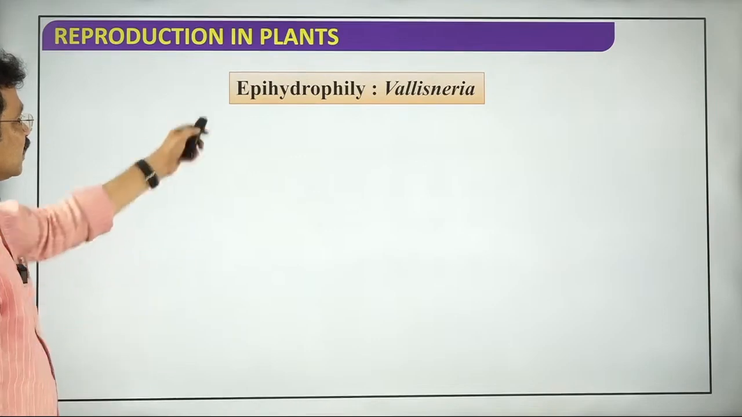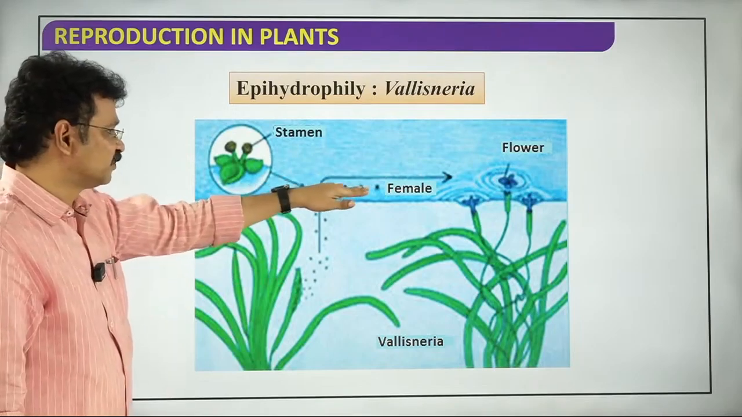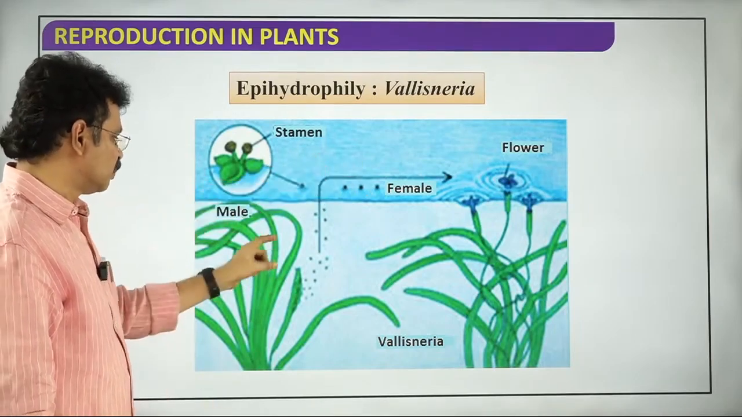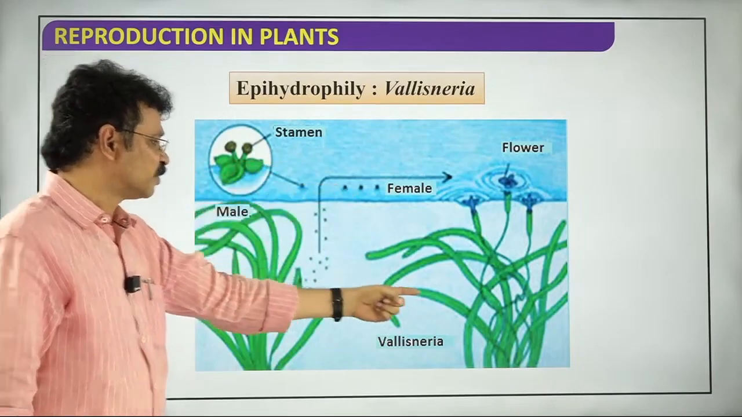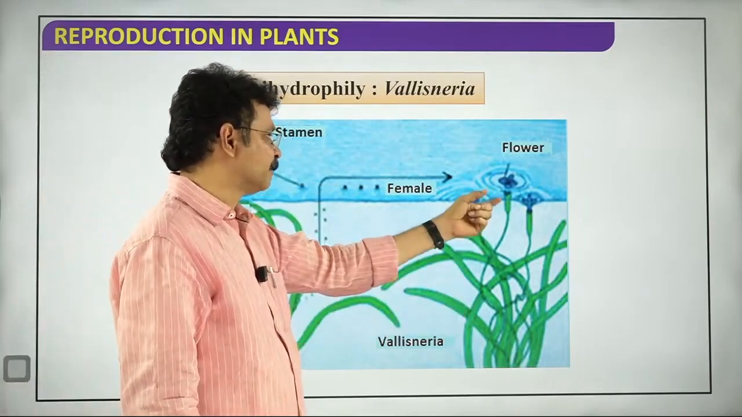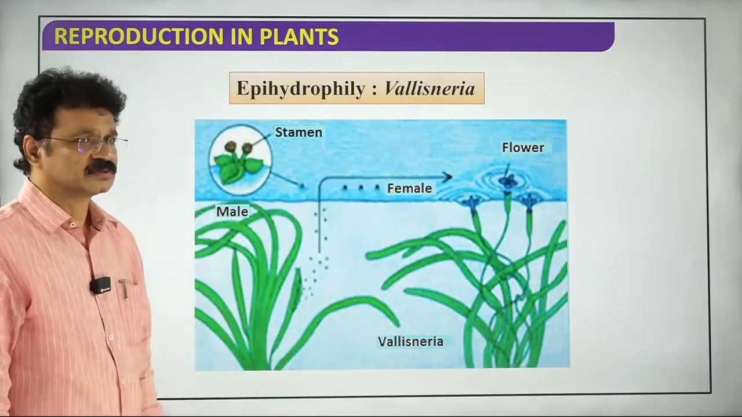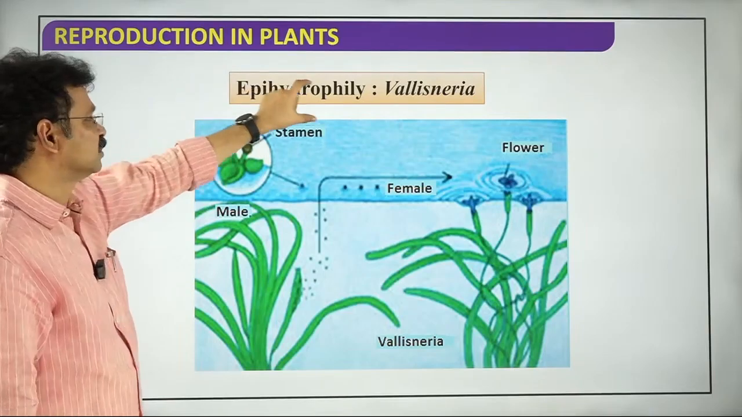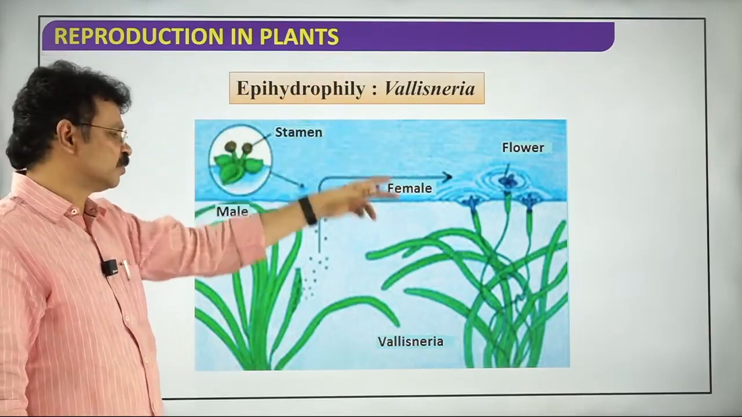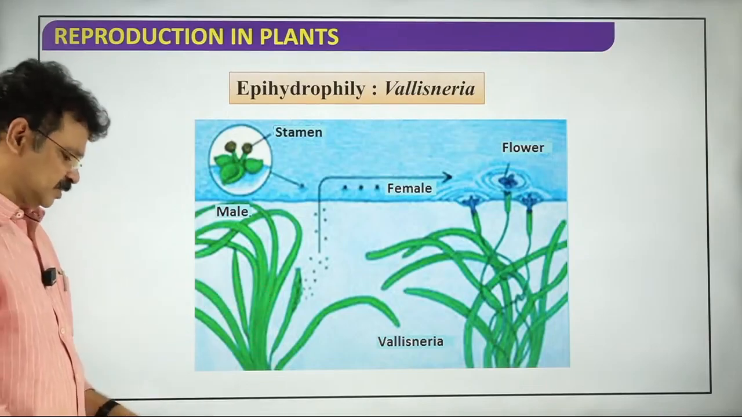If the pollination takes place on the surface of water, that is called epihydrophily. If the water surface is the main agent, pollen released from male flowers floats on the surface of water. When the female flower reaches the surface of water, it collects the pollen floating there. So the water surface is the medium for pollination. That kind of hydrophily is epihydrophily. Example, Vallisneria, an aquatic or hydrophytic plant.